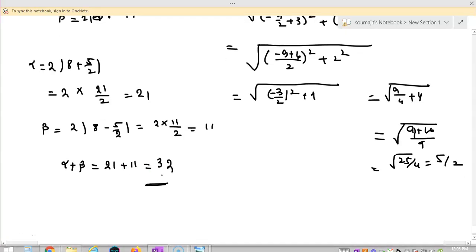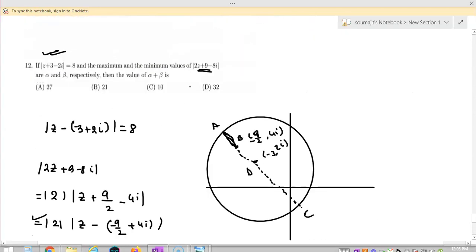Now let us see the options. So option D is our correct option. That's all about the question number 12.